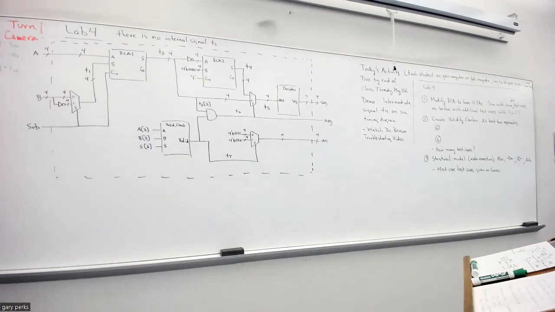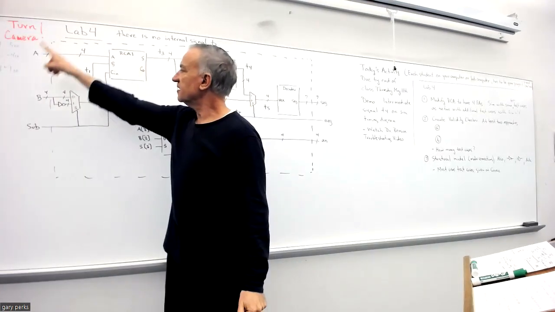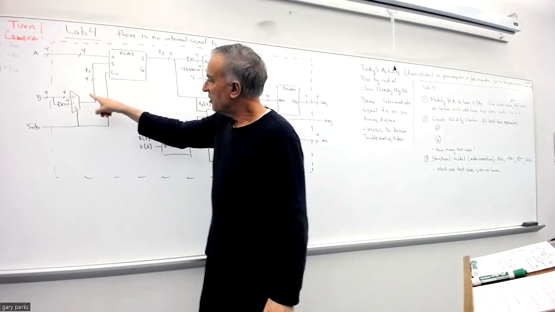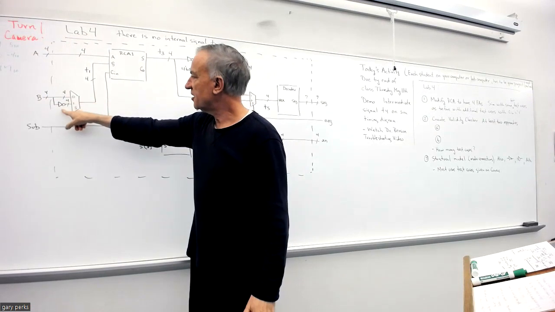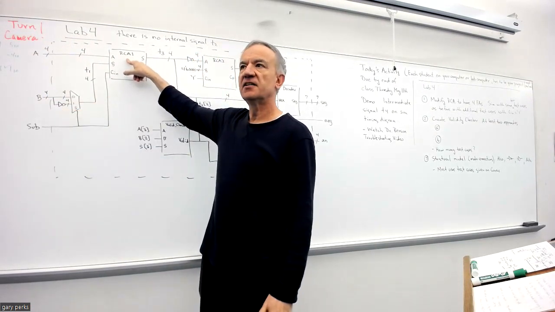Okay. All right, so let's see what this circuit is doing. We're going to start over here, where you see this mux along with this inverter and this ripple carry adder.